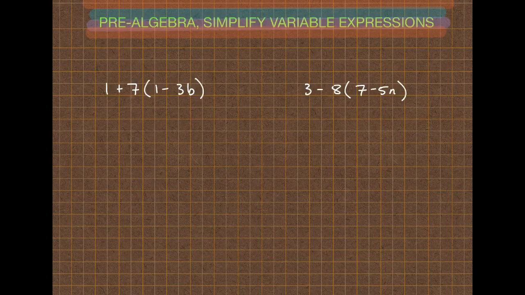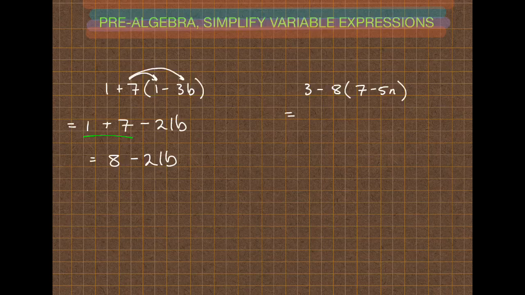Okay, so let's distribute this +7. We know we could bring this 1 down. Just bring it down. So +7 times +1 gives us +7. +7 times -3b gives us a -21b. So then we could add these two together. That gives us 8 minus 21b as our final answer.